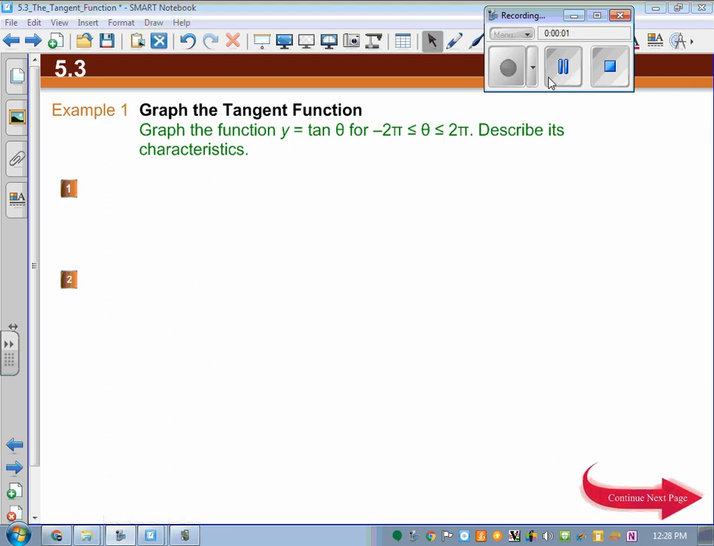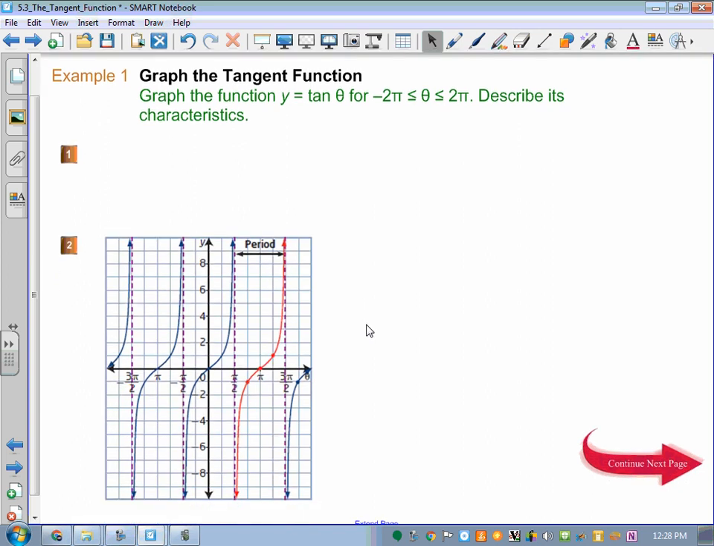All right, this is 5.3, example one. Right away, I'm going to start with the tan function. It is in radians, so it's a little bit different than what you saw. Definitely a good idea to pause that and reproduce it on your graph.